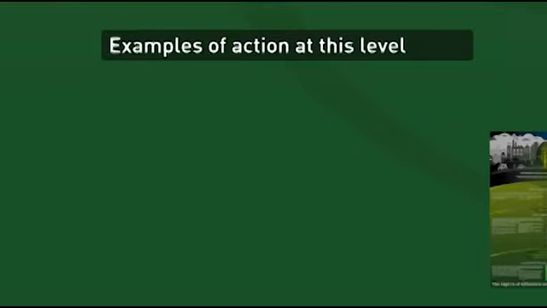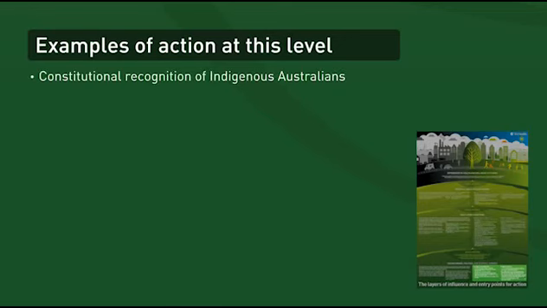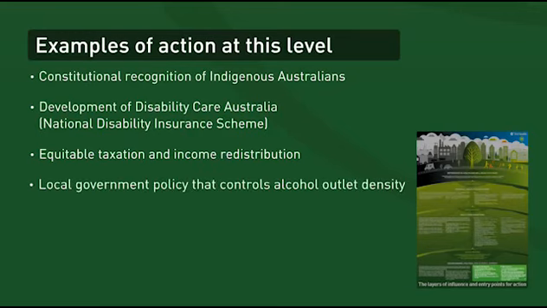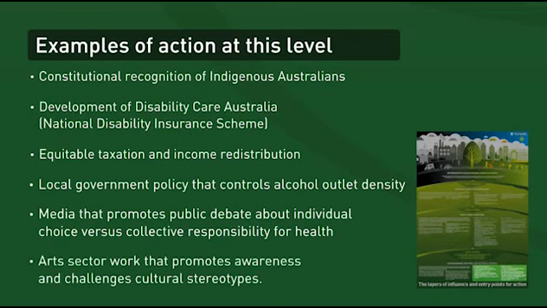Some examples of working to change the socioeconomic, political and cultural context include constitutional recognition of Indigenous Australians, the development of Disability Care Australia, the National Disability Insurance Scheme, equitable taxation and income redistribution, local government policy that controls alcohol outlet density, media that promotes public debate about individual choice versus collective responsibility for health, and arts sector work that promotes awareness and challenges cultural stereotypes.